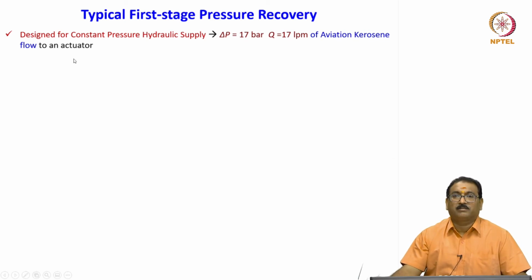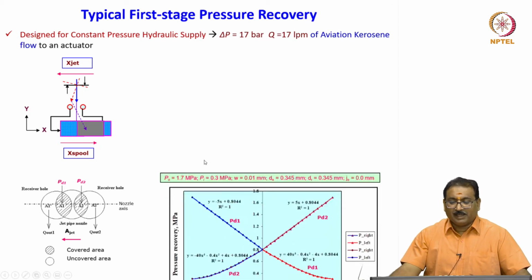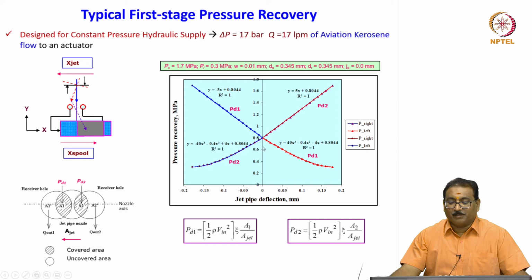Here you will see, as I have shown you, this is the area modulation, this is a movement through the torque motor, correct. Here you will see whenever the jet pipe is at the middle, pressure is equal in the receiver plate, approximately I am taking 0.8 MPa here.